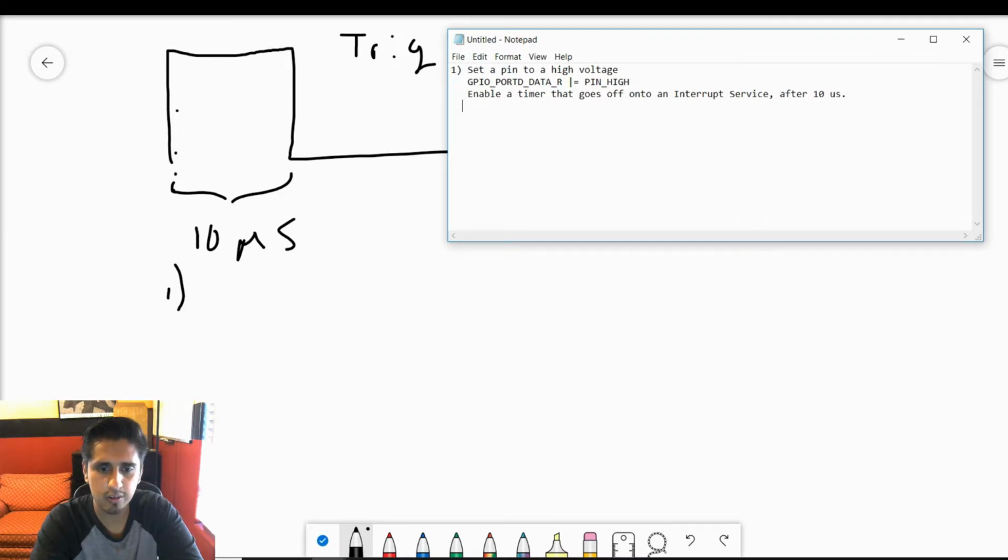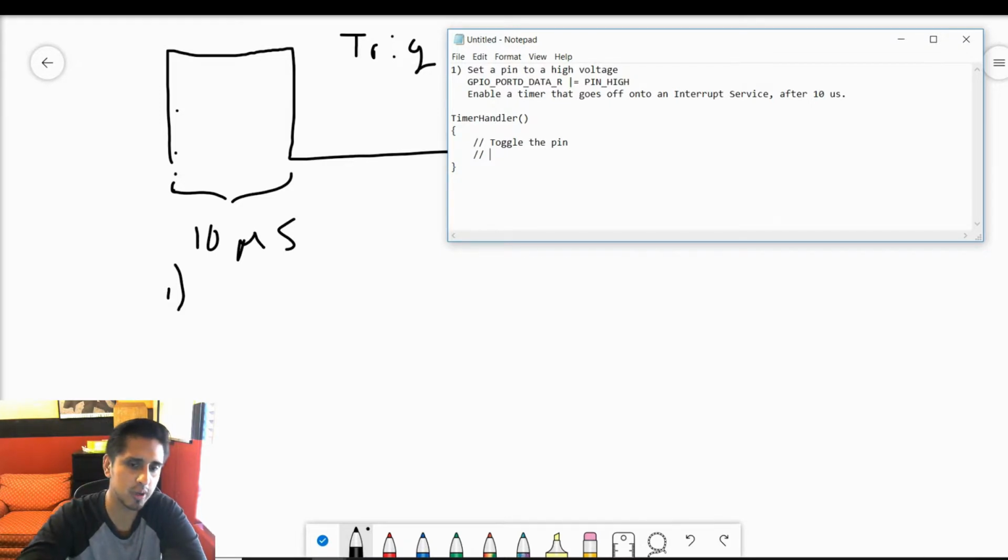Well, what needs to happen after those 10 microseconds? When the processor takes us to that interrupt service routine, which we'll call the timer handler, what exactly needs to happen? Yep, you guessed correctly. We have to toggle that pin. We toggle the pin that we had just set earlier, and that'll allow us to accomplish this. And then at that point, the ultrasound module is going to be able to output to us an echo signal.